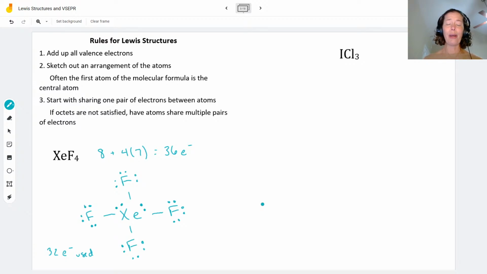What is hard about this, or difficult, and students make mistakes, is that once all the octets are filled, they just stop adding electrons.